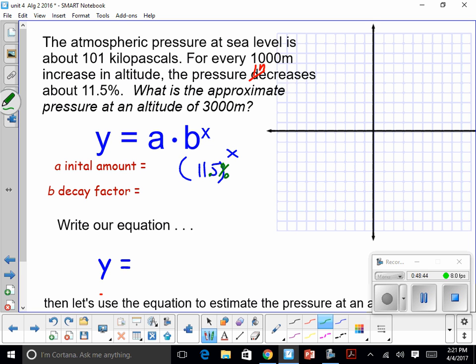101 is the thing. Now your version of this eventually won't have as many numbers. It's going to be a little bit obvious, like with the frogs. The atmospheric pressure at sea level is about 101. For every 1,000, it increases. So it begins at this 101.